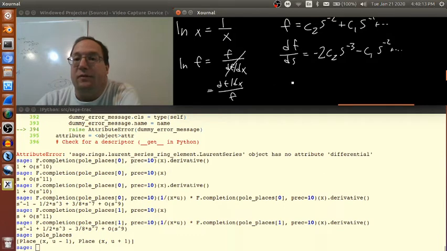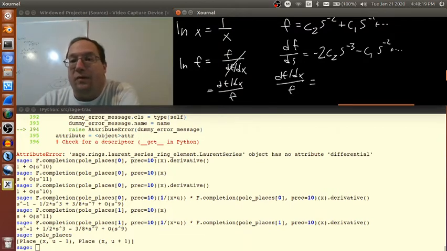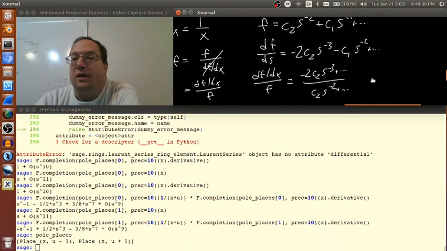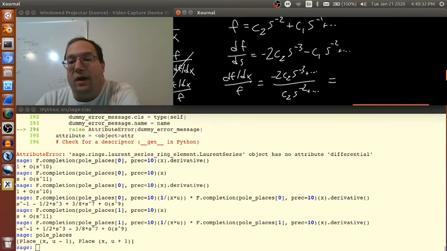This is also written backwards. This is not the derivative of a logarithm. This is the derivative of a logarithm. What do we got here? Negative 2 c2 s to the negative 3 plus higher terms over c2 s to the negative 2 plus higher terms. What happens when we cancel everything out? We get negative 2, the c's cancel, and we get s to the negative 1.